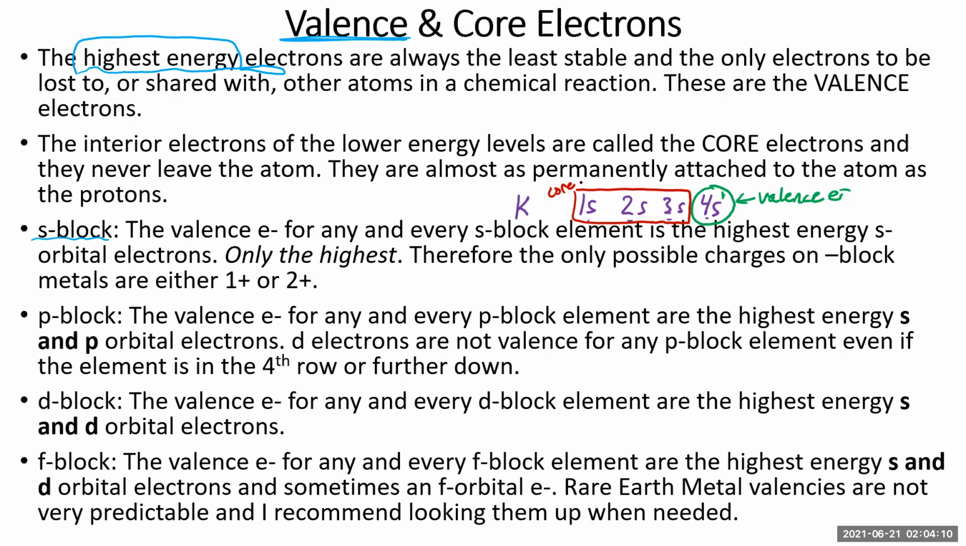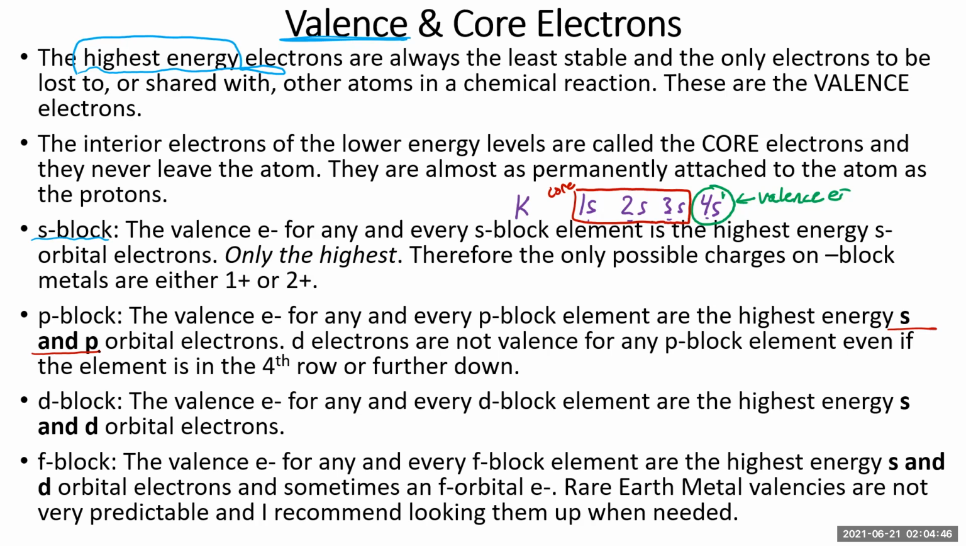P block elements have both s and p orbitals. So P block elements can lose, or you can think of it as gaining, but P block elements can exchange or share both their p orbital electrons and their s orbital electrons. They can share both, or they can deal with both. They can do chemistry with both of those. But again, they have to be the highest energy level of those particular orbitals.